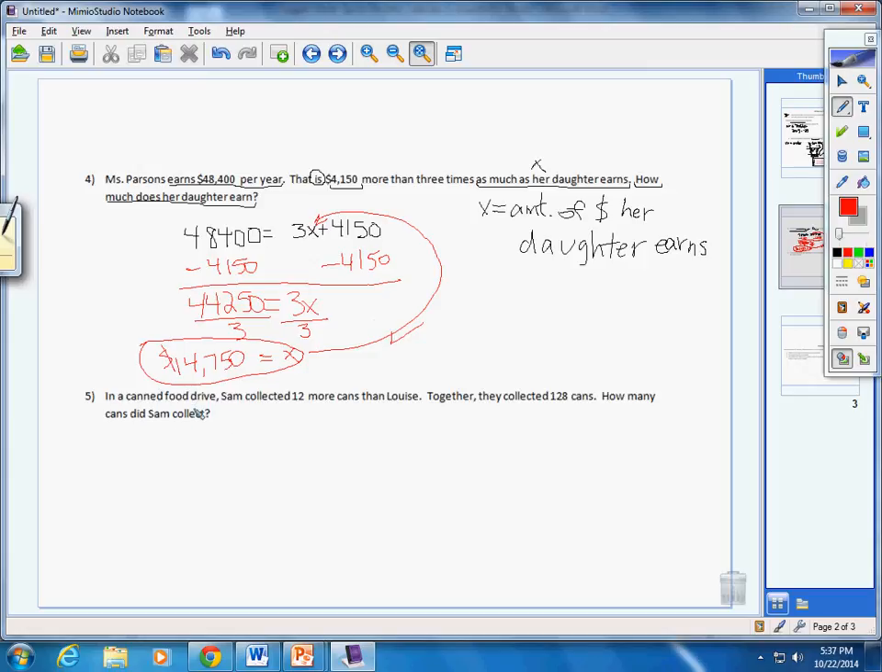Alright guys, number 5 is on your own. That means you should complete it on your own. The toughest part is going to be figuring out what you don't know and making that your variable. I'll give you a tip. I'll give you a pointer for those of you who are actually listening to this and not just looking at it with no sound. How many cans did Sam collect? Since that's what we're looking for, your variable, maybe you choose x, should probably equal the number of cans Sam collected. Hopefully that gets you started.